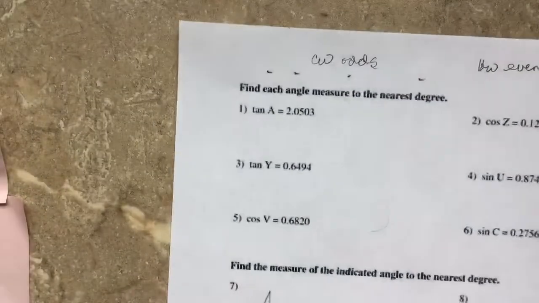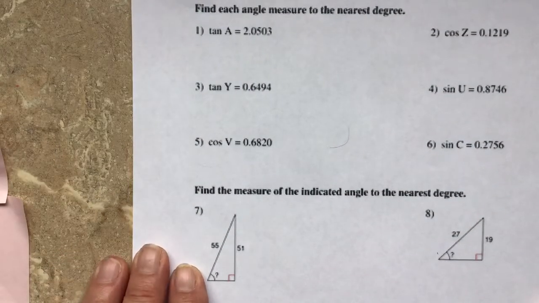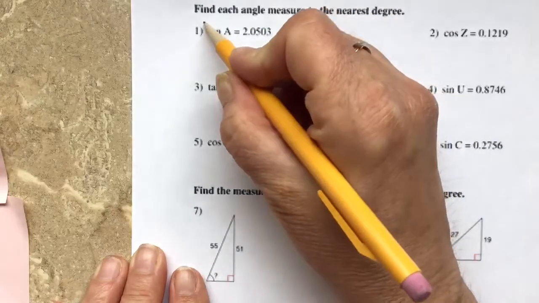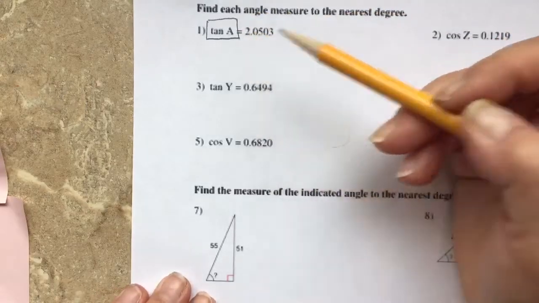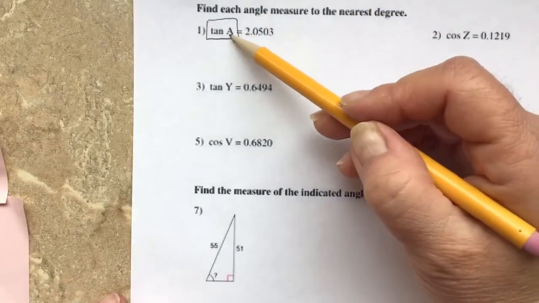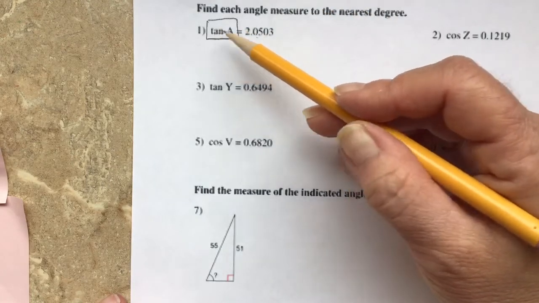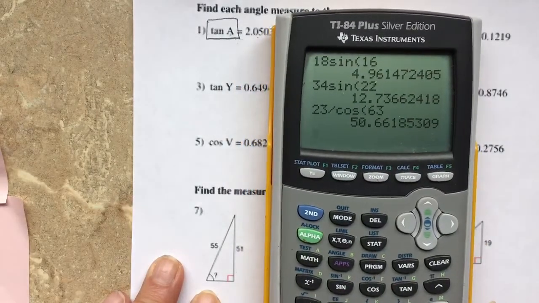Okay, let's go to the next page. All right, on the next page, we're going to find the angle measure. First, let's practice using the calculator. I told you that these are locked together. Now, the deal here is I want to unlock this box. So to unlock this box, I have to do the inverse tangent. Here's how you're going to do inverse tangent.